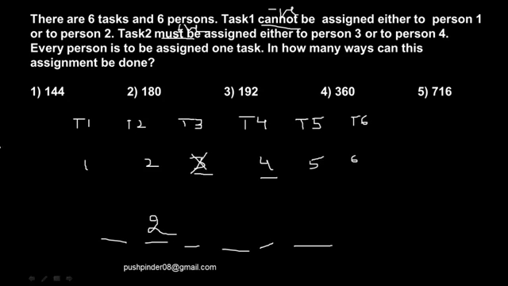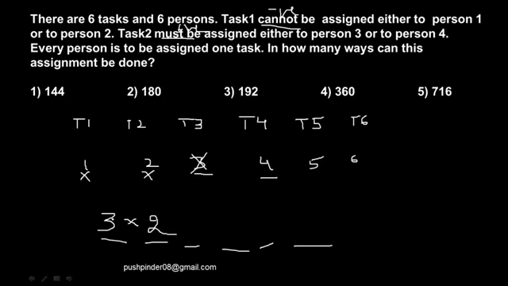So that means, let's suppose task 3 is assigned to person 3. Now let's move on. Now he's saying task 1 cannot be assigned to person 1 or person 2. Now this task 1 cannot be assigned to person 1. It cannot be assigned to person 2. Task 3 has already been assigned to person 3, so that means there are 3 ways left to assign the task 1, right? So I hope everyone is understanding, right?